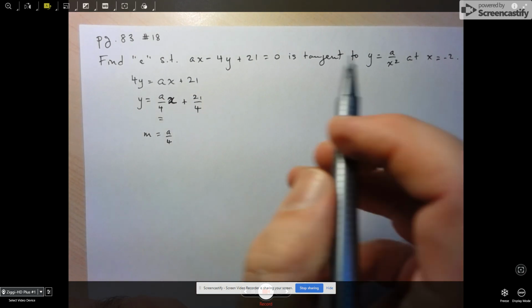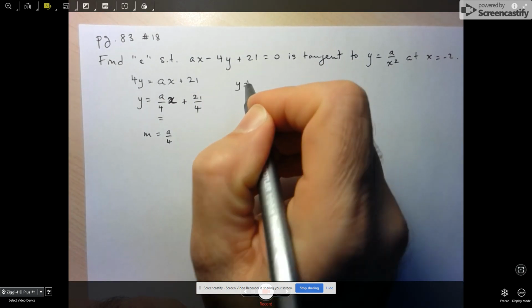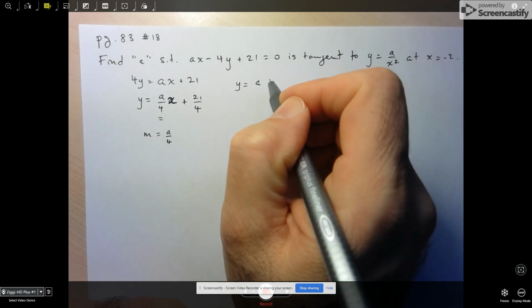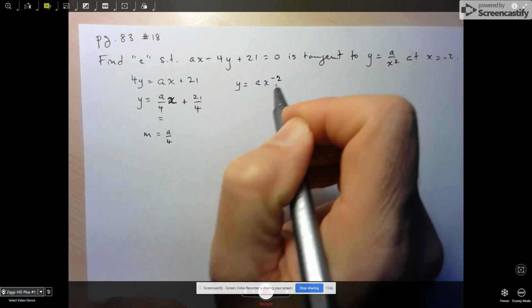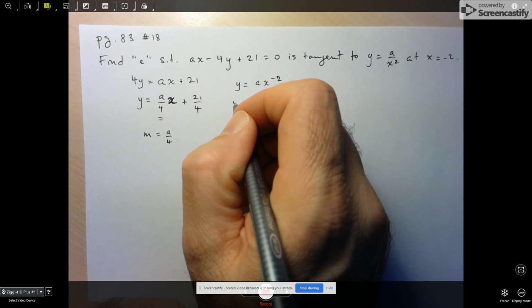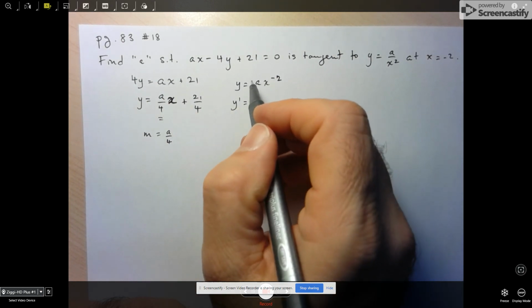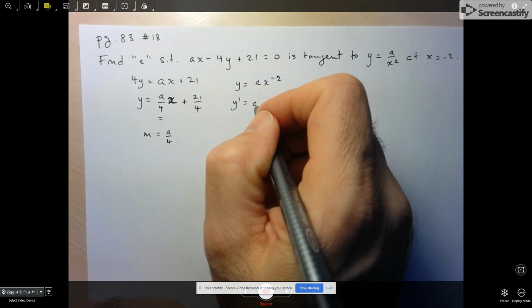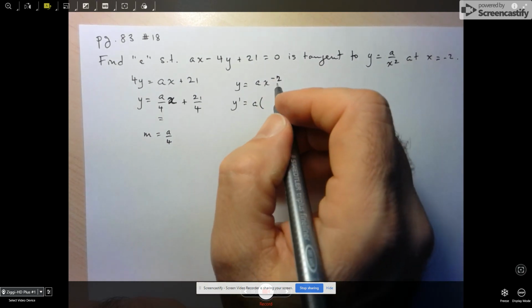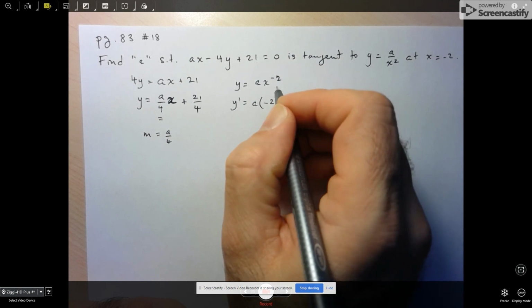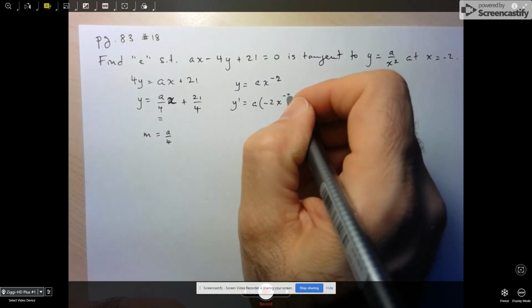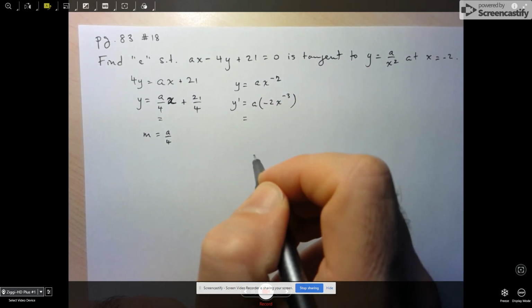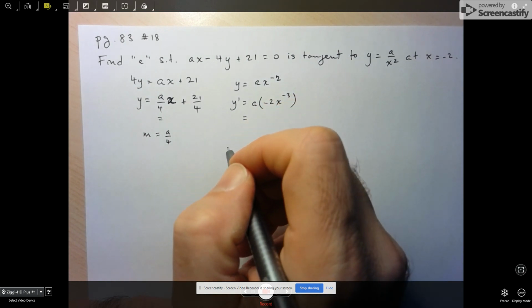So let's see what happens here. First of all, it might be a good idea to rewrite the function as a times x to the -2 so that taking the derivative is easier. So if I take the derivative here, a is just a constant. So I can just do a times the derivative of x to the -2, which is -2 x to the -2 minus 1, which is -3. And so what we're looking for is y prime at -2.